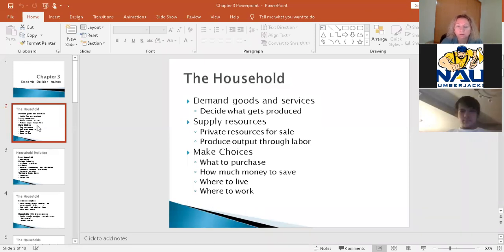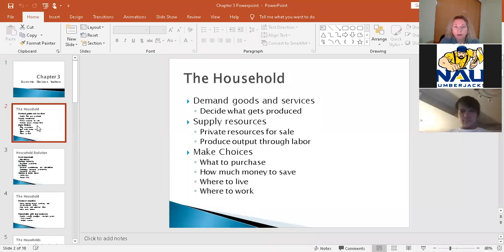The other thing we do is we supply resources. Primarily households supply the labor resource. And we use that labor resource in our economy to produce goods and services. Firms and the government buy labor to produce goods and services. We might, as a household, have some of those other private resources for sale. So we might have some natural resources. We might have some entrepreneurial ability, or we might actually have some capital. And we can sell those to generate income. That's why households sell their resources, is to generate income, to then turn around and meet the demand that we have.